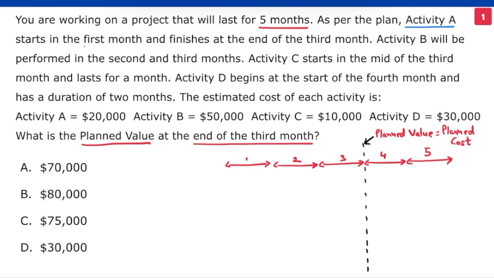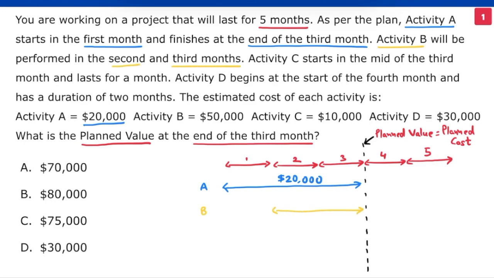Activity A starts in the first month and finishes at the end of the third month. $20,000 is the planned cost. This activity ends before the end of the third month. So, 100% of this amount contributes to the planned value. Activity B is performed in second and third months. And the planned cost for the activity B is $50,000. Again, we plan to finish before the end of the third month. All of this money will contribute to the planned value.